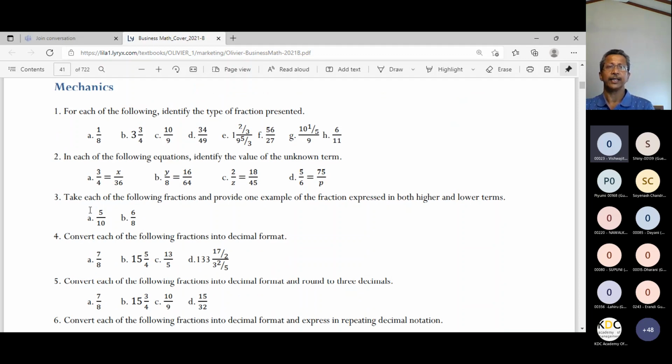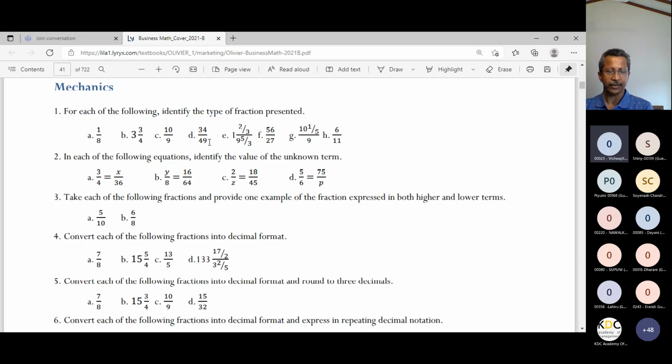Now first one is, for each of the following, identify the type of fraction presented. I'm not going to go to the whiteboard to do that. Tell me one by one, what are these fractions? 1 upon 8, what type of fraction is that? Not very important to know, when what you need to know is how to use fractions. But since we learned it, I'm asking. 1 upon 8 is a proper fraction, the numerator is lower than the denominator. This 3 upon 4 is a proper fraction. This 10 divided by 9 is an improper fraction because the numerator is higher than the denominator.